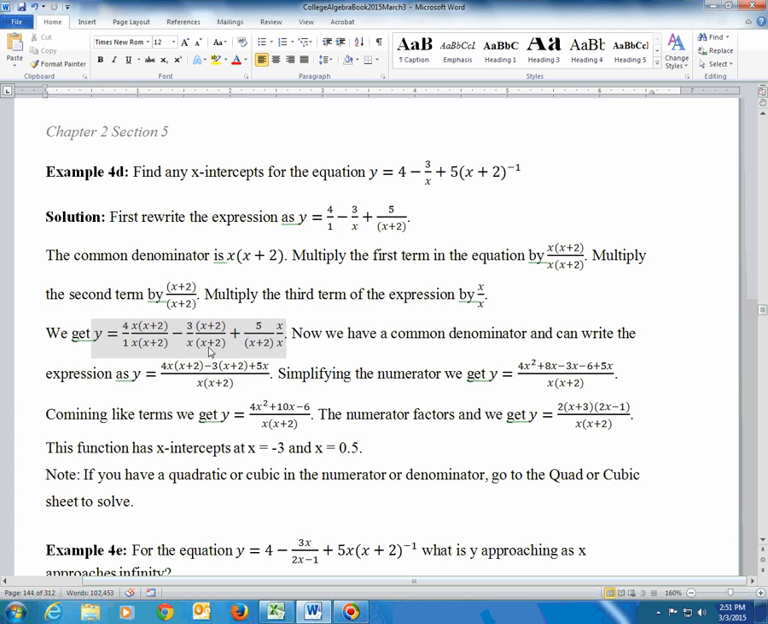Give yourself room. And then this one's missing the x, so I got to put an x with that top and bottom. Now that we got the common denominator, we can just write all this junk over here over the common denominator, x times x plus 2. So here's all that junk on the top.